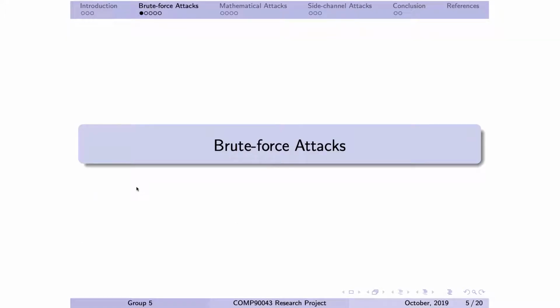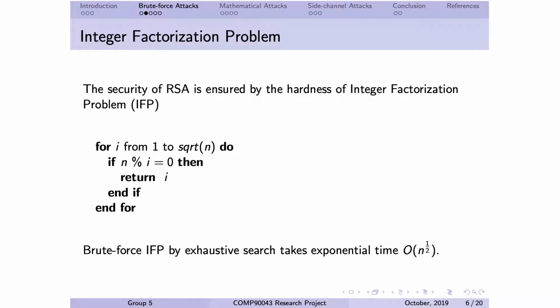Now let's talk about brute force attacks. The security of RSA is ensured by the hardness of the integer factorization problem. The basic idea of factoring a big integer is checking if each number from 1 to its square root is a factor of the number. So the complexity of this simple algorithm is the square root of the big integer.